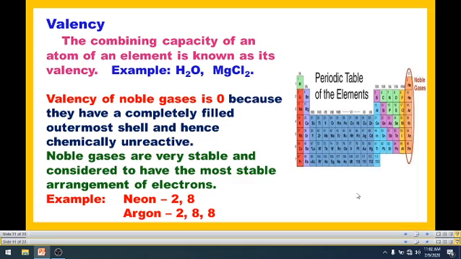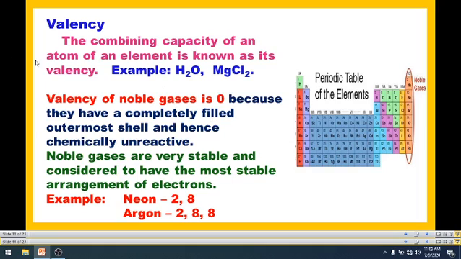So, look at the periodic table. 118 elements were arranged in this table. The last group is called the noble gases: helium, neon, argon, krypton, xenon, radon. So, these are the 6 noble gases. The valency of noble gases is 0. What is meant by 0? 0 means they don't have any combining capacity. They won't combine with any other elements. So that's why they have valency 0.